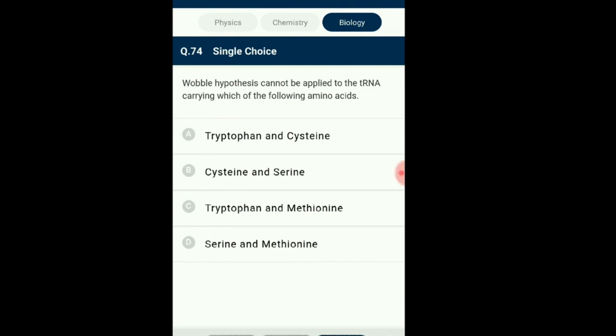Methionine is coded only by AUG and tryptophan is coded only by UGG. Thus, we cannot apply the wobble hypothesis here. So, the answer is option C, tryptophan and methionine.